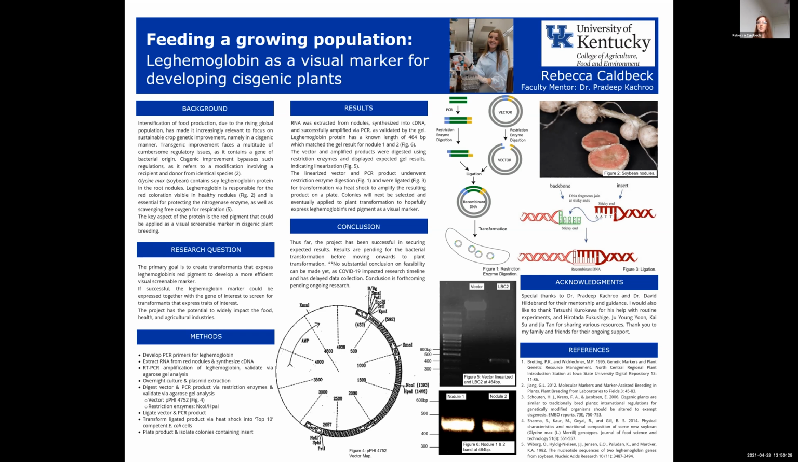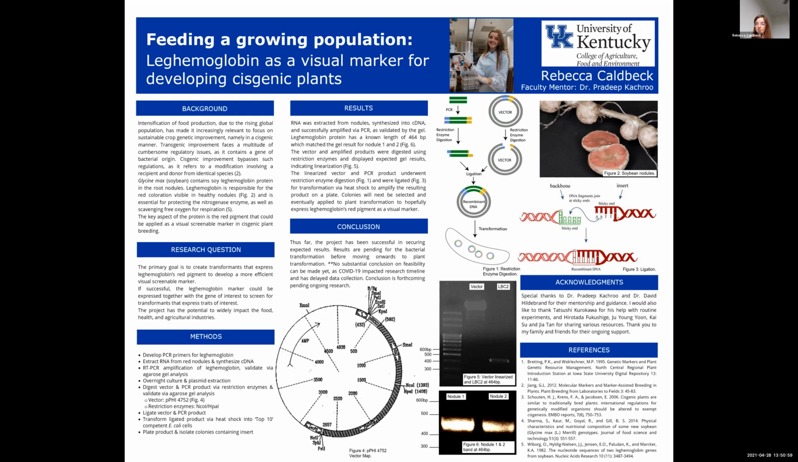So leghemoglobin was successfully extracted from the nodules and then amplified using the designed PCR primers. Leghemoglobin has a known band length of 464 base pairs. If you look down there at Figure 6, you can see that nodule samples 1 and 2 both contained a leghemoglobin band around this known 464 base pair value. The vector and amplified products were digested using restriction enzymes and displayed the expected results, indicating linearization of the vector, as seen in Figure 5.